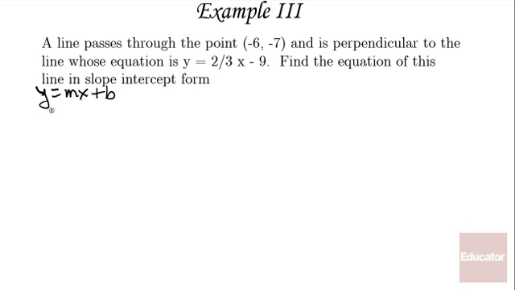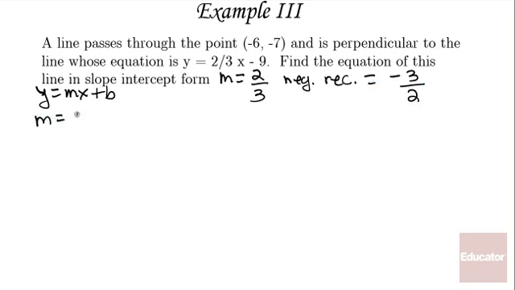I also know that the line I'm looking for, because it's perpendicular, is going to have a slope that is the negative reciprocal of the slope I'm given. So the slope of the perpendicular line is 2/3. The negative reciprocal of that is going to be equal to negative 3/2. Therefore, I know that I have m equals negative 3/2.